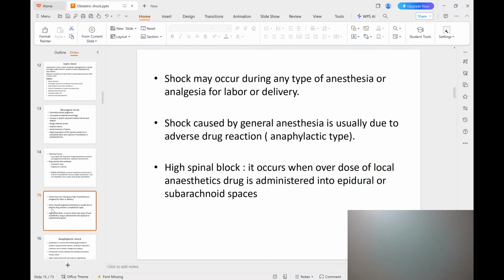So also shock can occur during any type of anesthesia or analgesia for labor or delivery. And shock caused by anesthesia is usually due to an adverse reaction, anaphylactic shock, or the high spinal block. It occurs when there is an overdose of local anesthetic drug administered into the epidural or subarachnoid space.